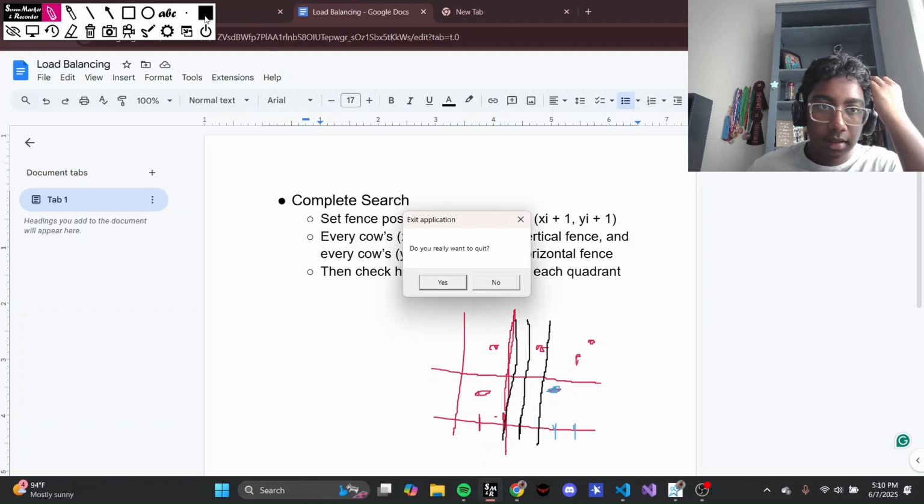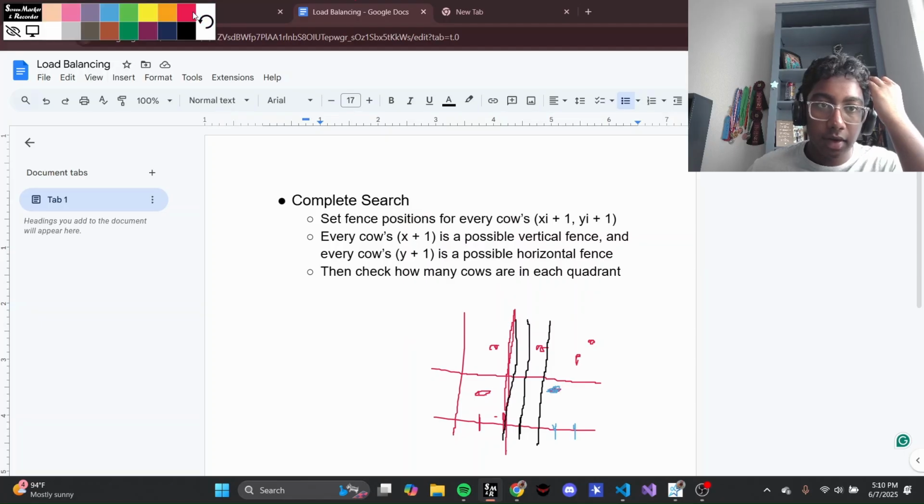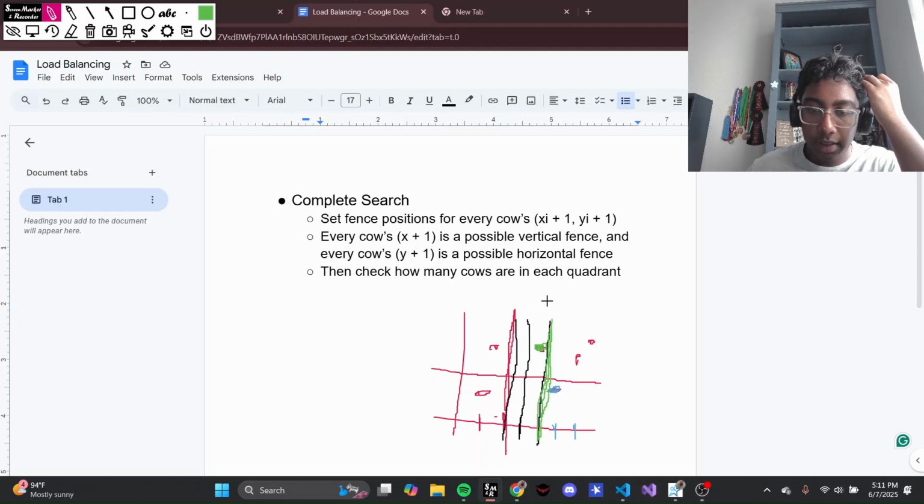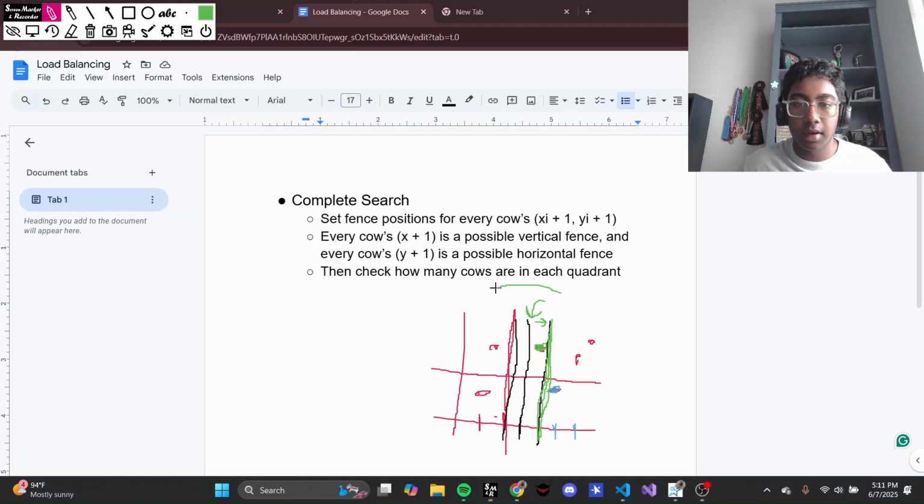That's because this cow right here, this cow over here, is what makes the difference, okay? So compared to when the line was over here, when it moved here, the line basically made the cow that was in this quadrant move to the quadrant over, okay? So, if I erase the other lines, I think it would look better. Yeah, okay.